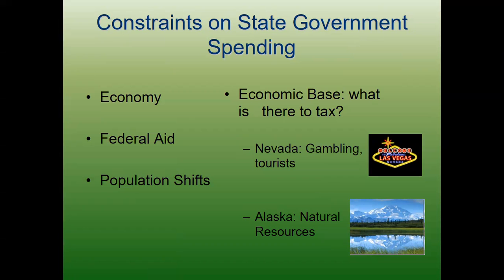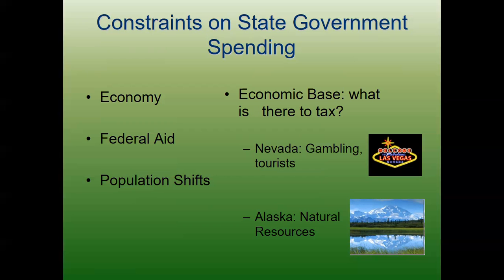And then finally, each state has some sort of mix of an economic base in which they can tax. So states have a combination of revenue sources depending on what they're known for. So, for example, in Nevada, particularly Las Vegas and Clark County being kind of the population center point of the state, gambling and tourists are the primary source of what they try to tax.